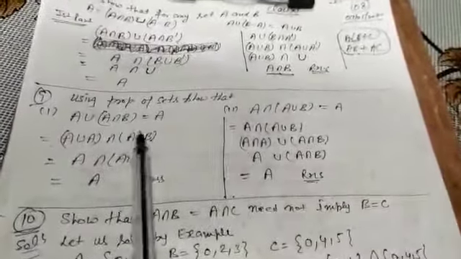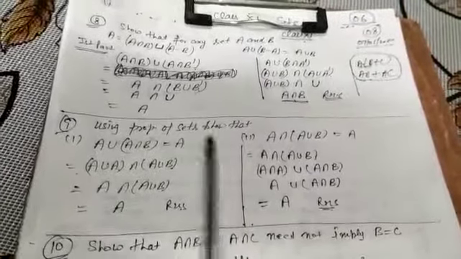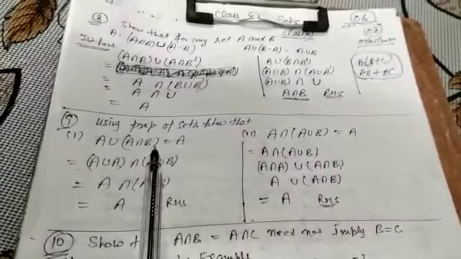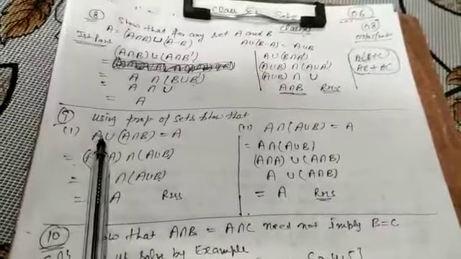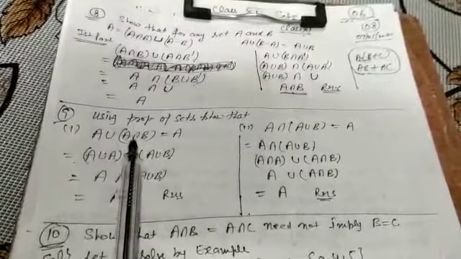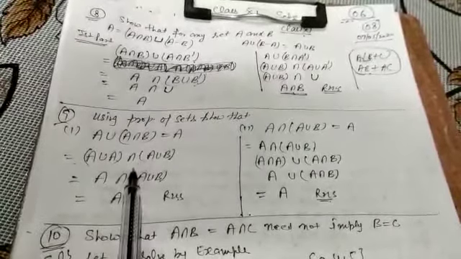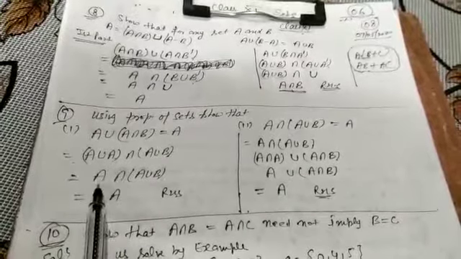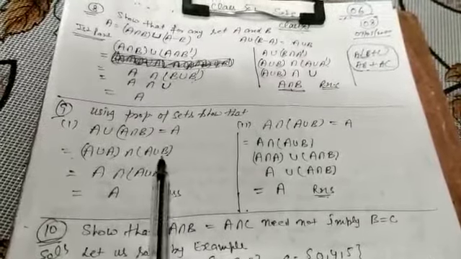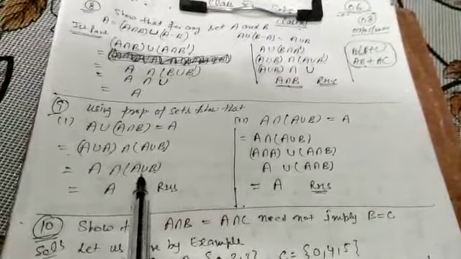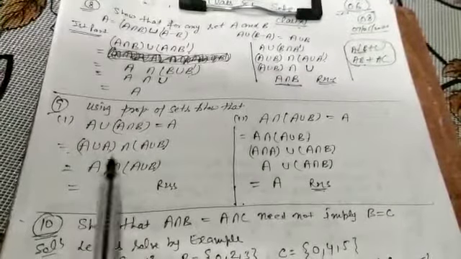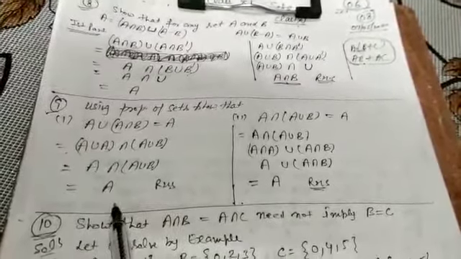Similarly, we discuss this question on the basis of the distributive law. A union (A intersection B) gives (A union A) intersection (A union B). A union A is equal to A, so A intersection (A union B). Definitely A is the smaller set among them, so the answer is A.